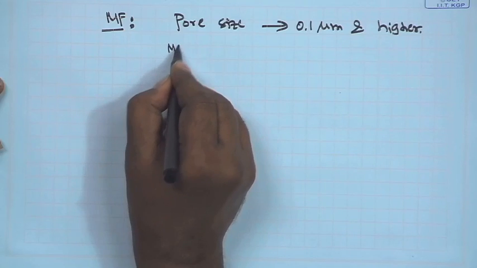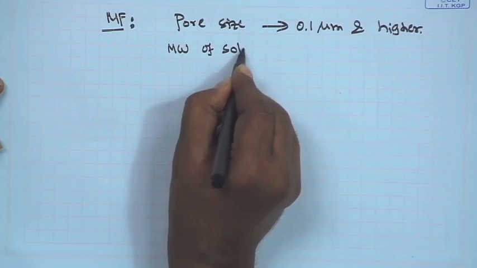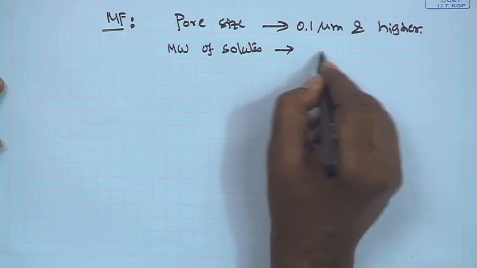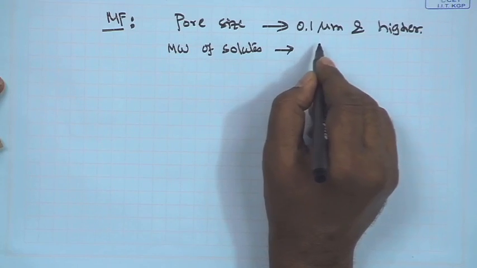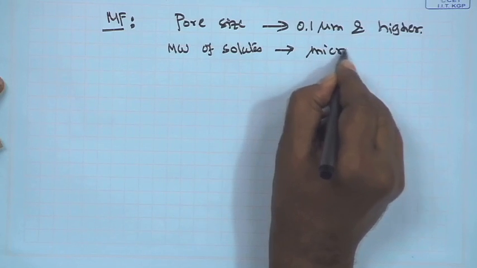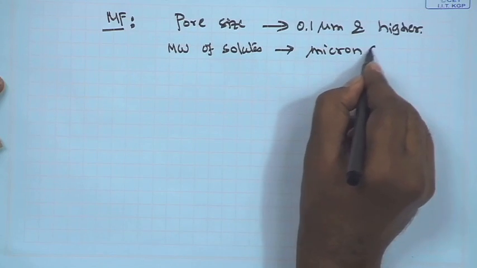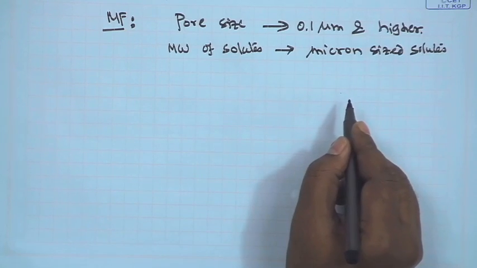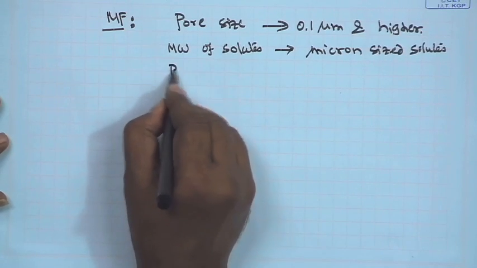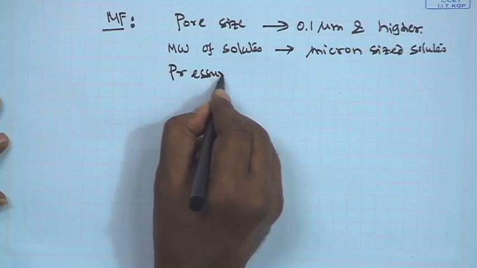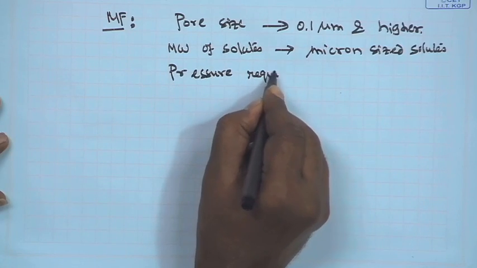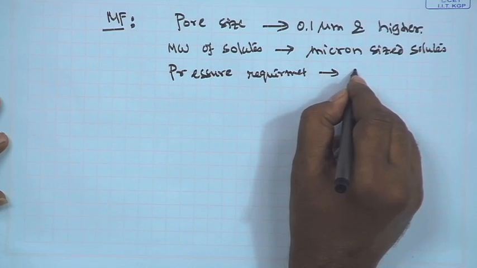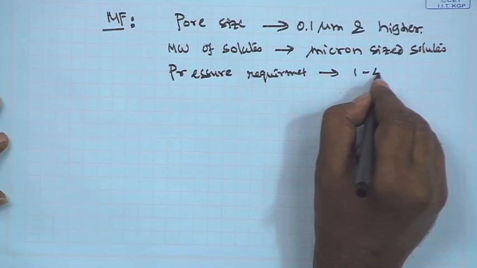And the molecular weight of solutes that need to be separated will be high, maybe larger size molecules, micron sized. Solutes are separated by microfiltration, and the pressure requirement will be less, 1 to 4 atmosphere.